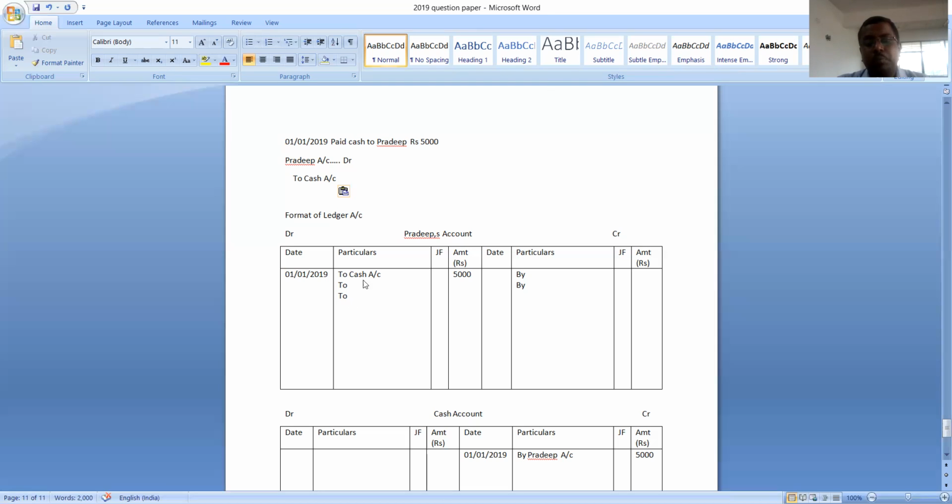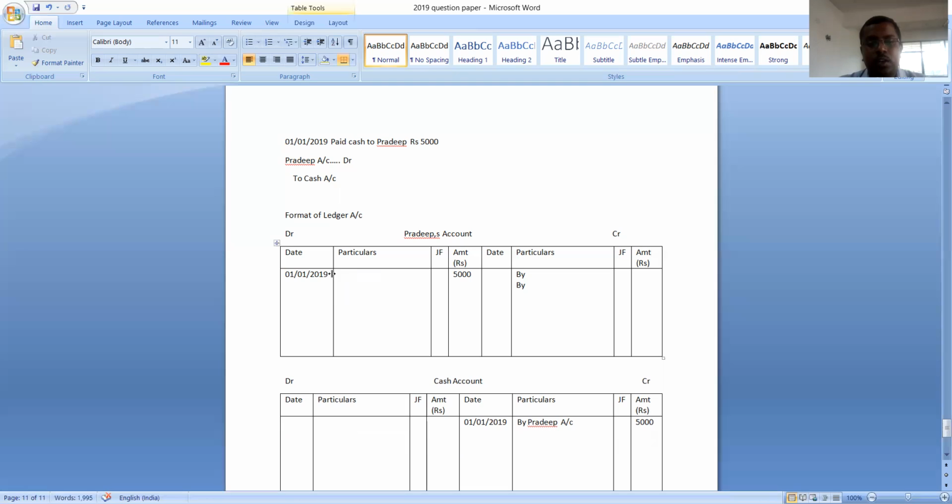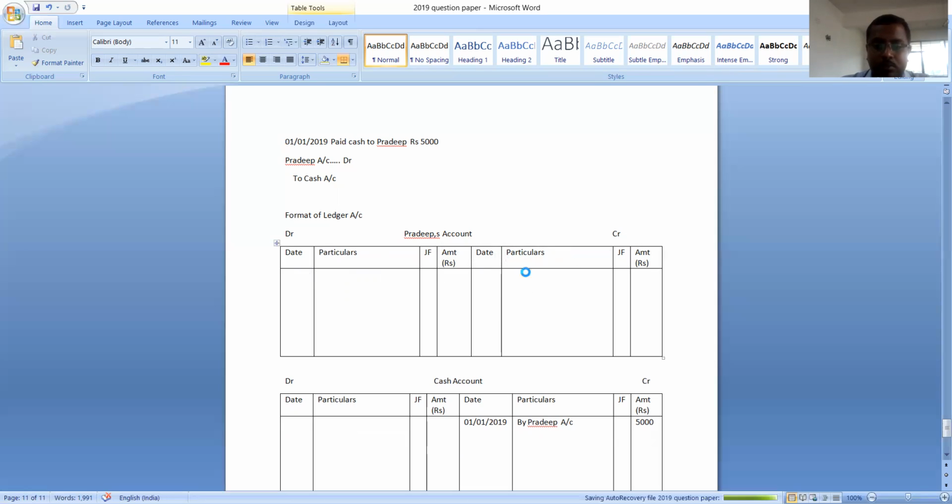As I was telling you, ledger is nothing but an account, and this account will be divided into two sides. One is the debit side and another is the credit side. So you can say that this is a ledger account, Pradeep's account, which is divided into two sides such as debit side and credit side.